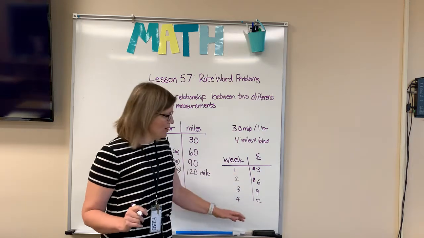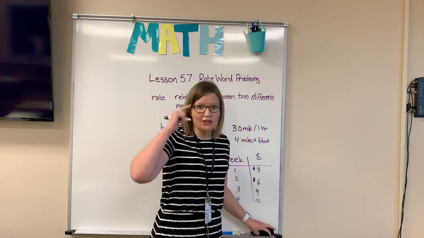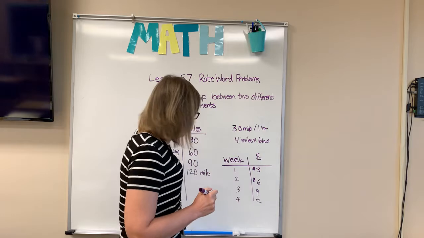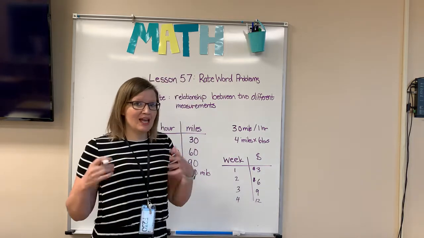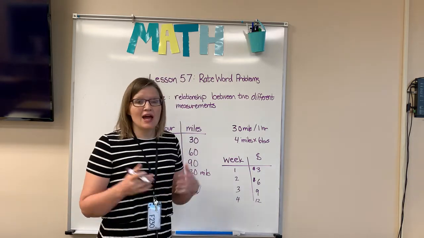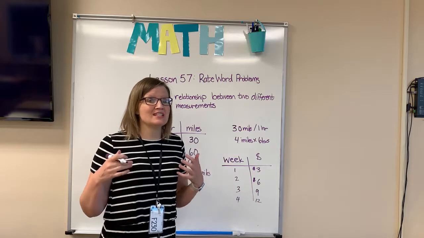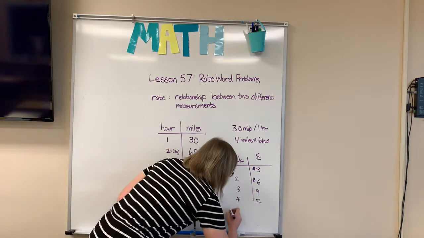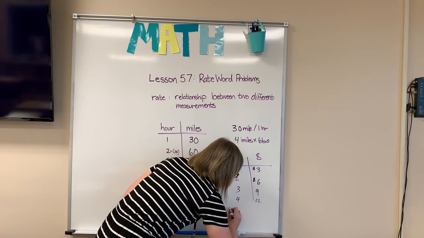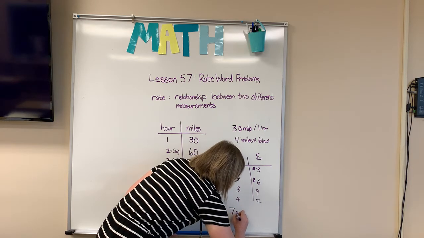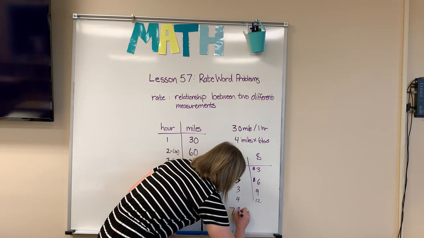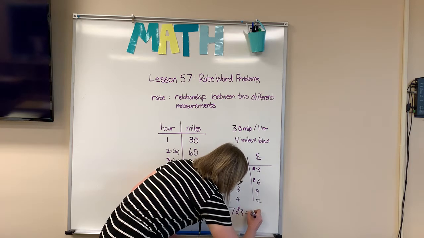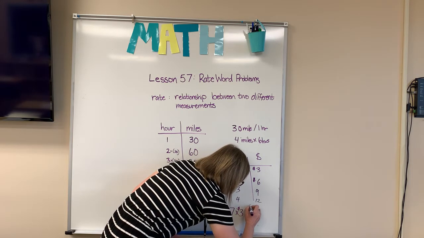And so if we wanted, Nero is wanting to plan ahead. For him to plan ahead and say, okay, how much money will I have in 7 weeks? The formula that he would use would be 7 weeks times $3. And in 7 weeks, Nero would make $21.